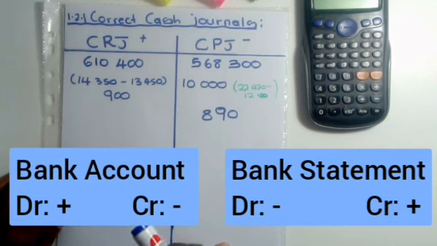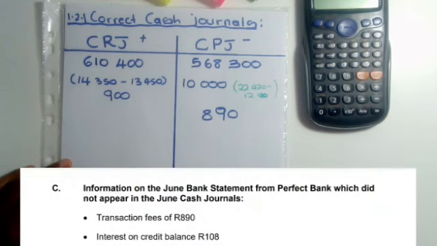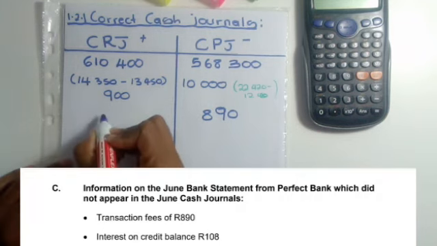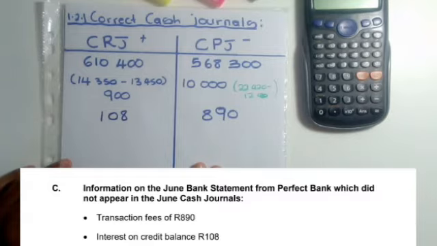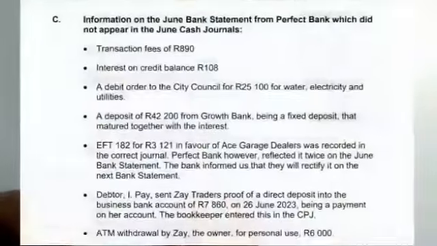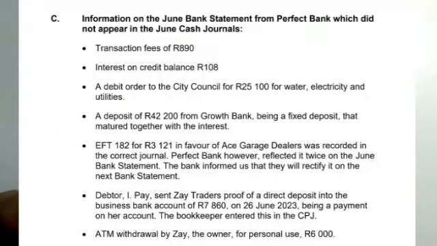So this is all to say that in the bank statement, when an amount is on the credit side, it means that it's positive for us. It's money that is coming to us. So this is interest, so it becomes interest income of 108. It goes in the CRJ to show that it is coming to us. And then the next bullet says, here we mistakenly skip bullet 3, but we will get to it before we do our totals in the end. We have a deposit of 42,400 from Growth Bank, being a fixed deposit that matured together with interest.